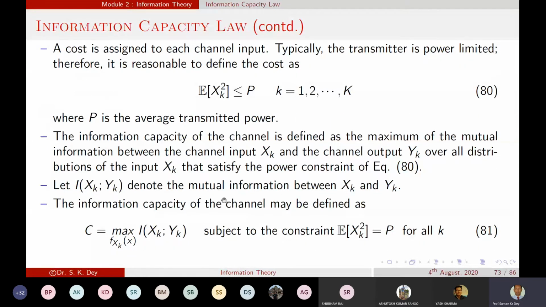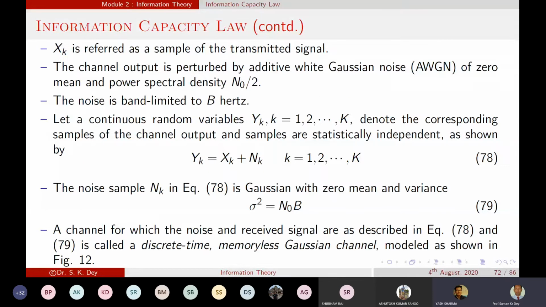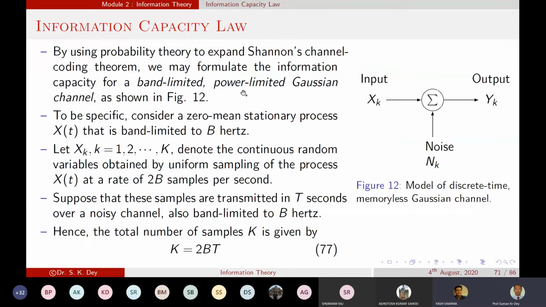Sir, what was N naught in that equation? Is it any constant? It is the noise power spectral density that we are considering. So basically, N naught is the noise power spectral density. Okay, sir.